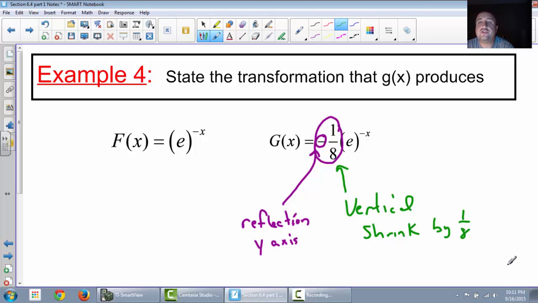Okay, so there is your cheat sheet. We've done a few examples. We'll work on this tomorrow, and I will see you then.